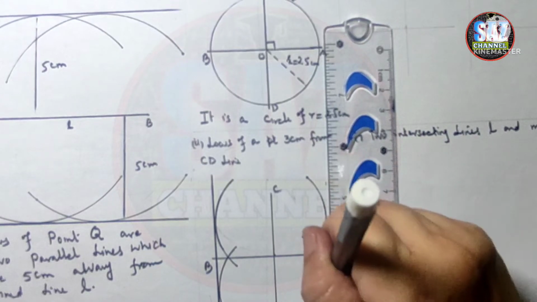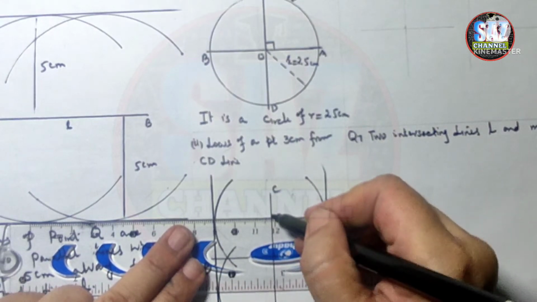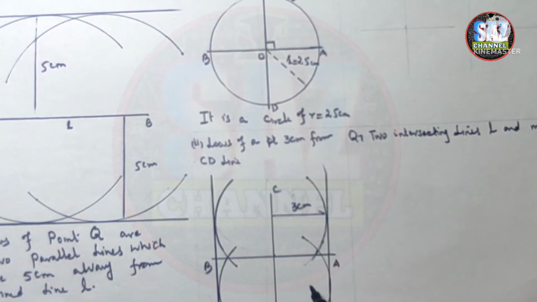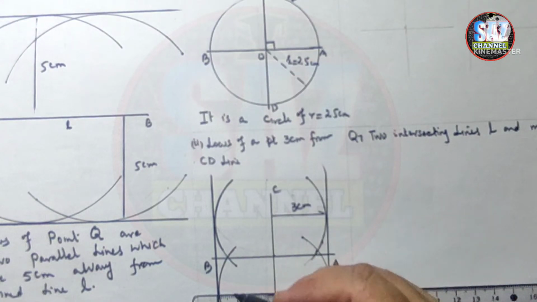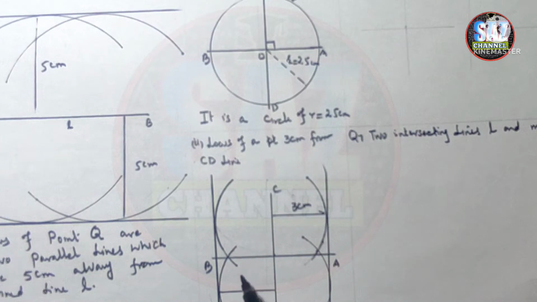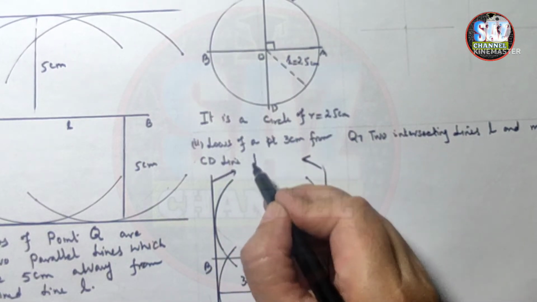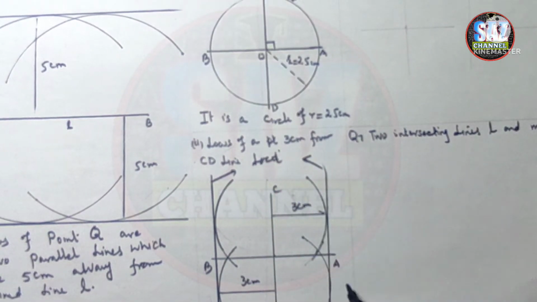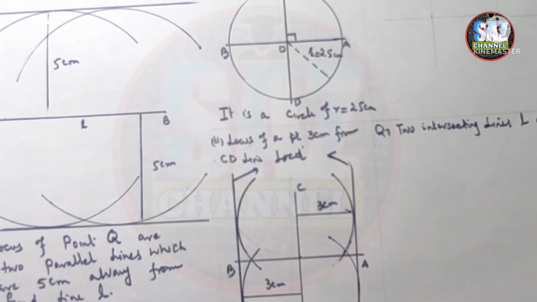So, this distance will always be 3 centimeters, 3 centimeters, 3 centimeters, and this is always 3 centimeters. Yes, this is 3 centimeters. Okay, and this is your required loci. And this is the set of parallel lines.